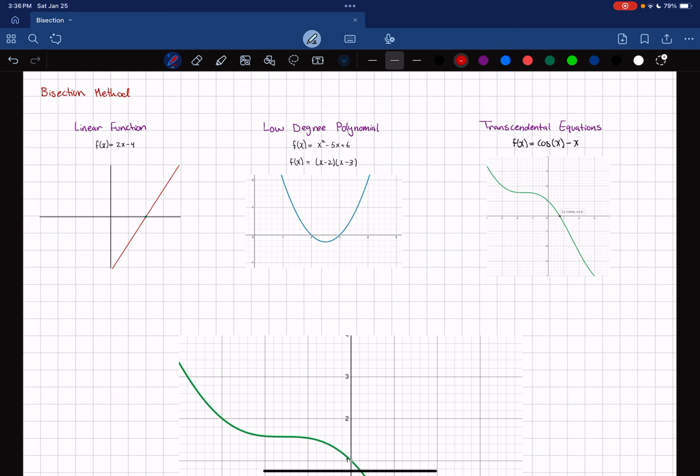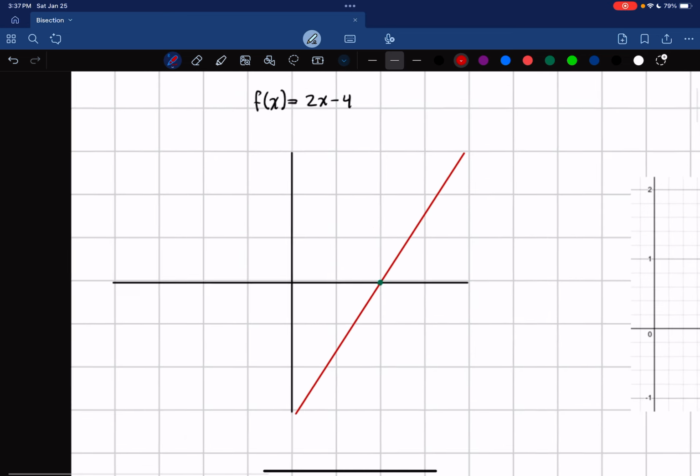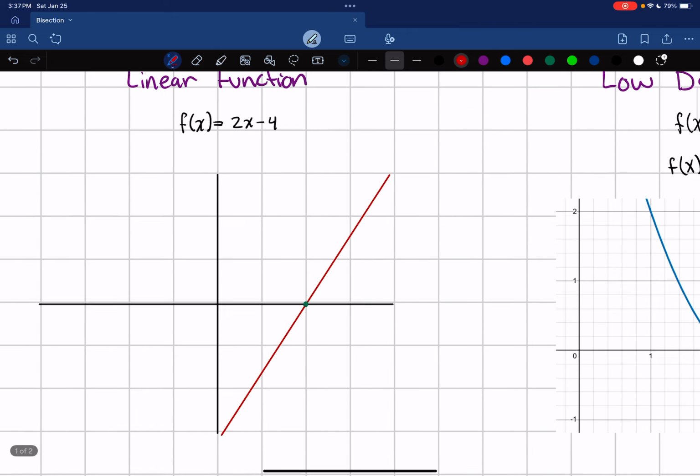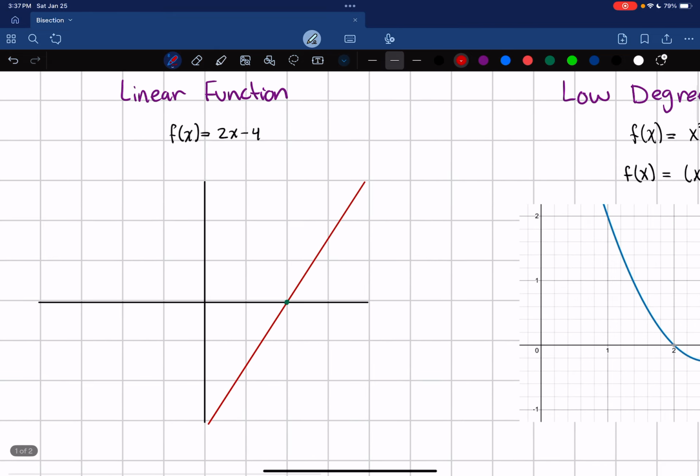So the first thing I want to start is what is bisection and what is it used for? So the bisection method is used to find the root of some non-linear function, though it can be used for linear functions as well. So for example, the whole point of bisection is to find the root, right? So if we have a linear function like this is the graph, like an approximation. I believe this is 2.